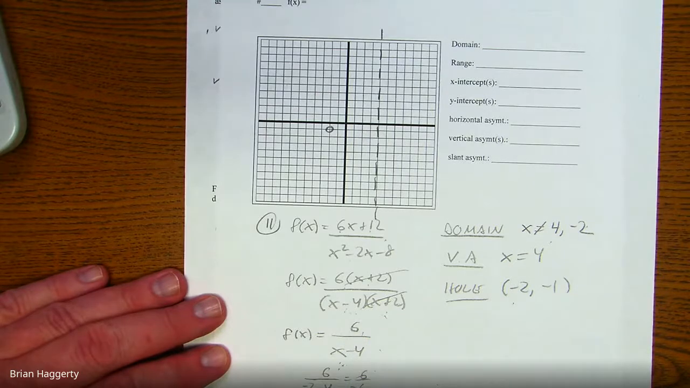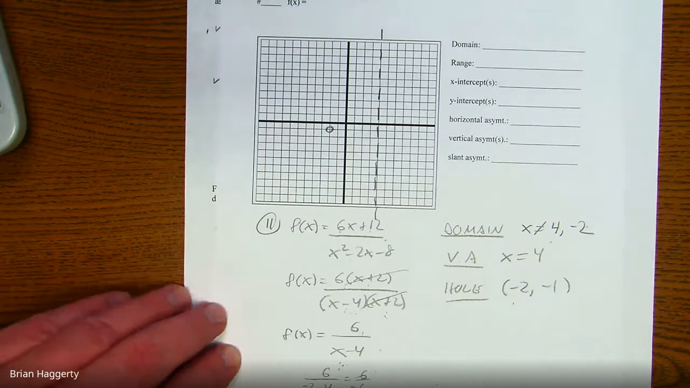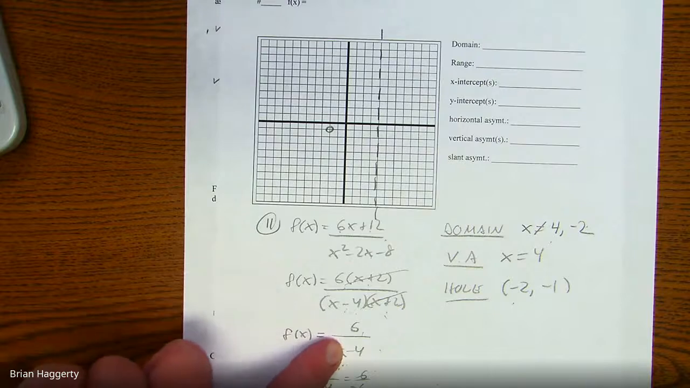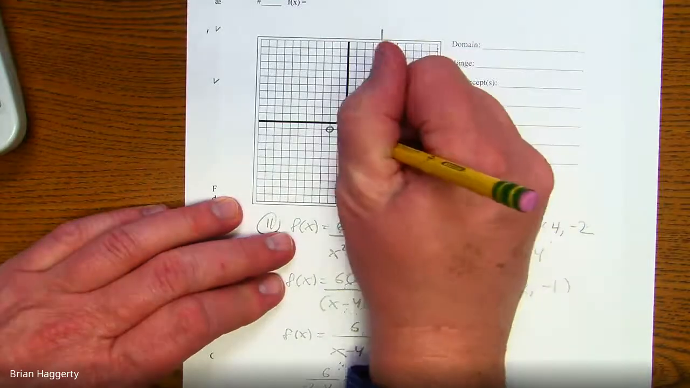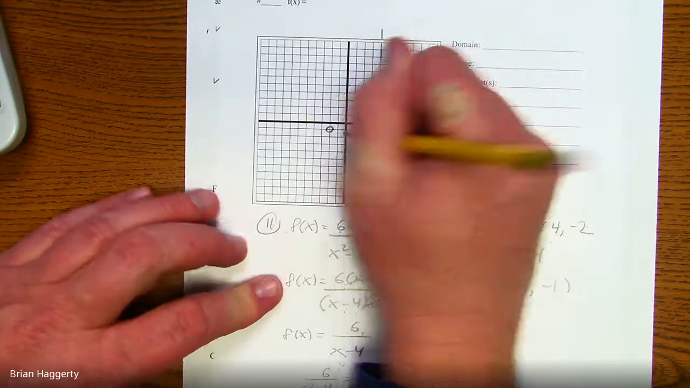Okay, y-intercept. We can plug 0 into any form we want. It's going to give us the same answer. We plug it into the bottom: 6 over -4 is -3/2, or -1.5. We have a y-intercept.